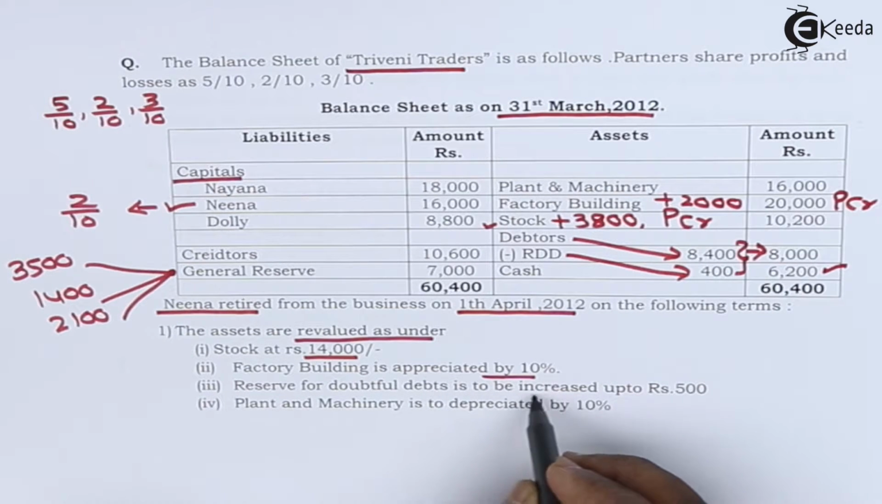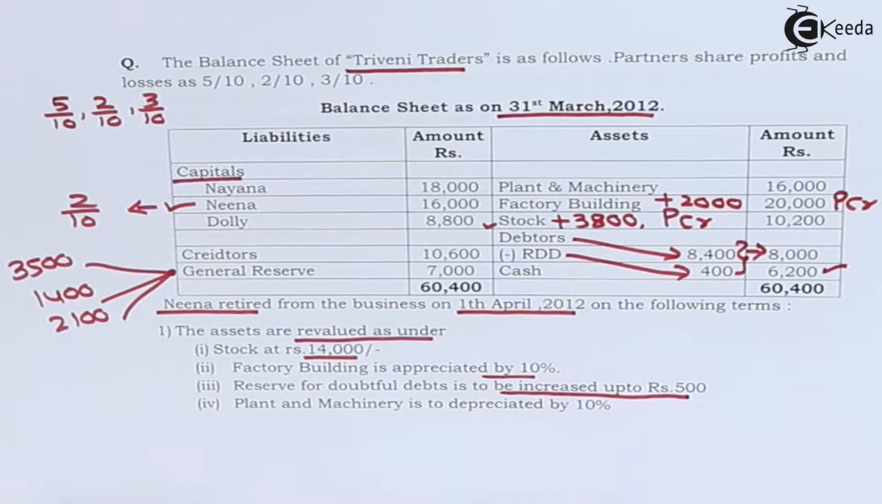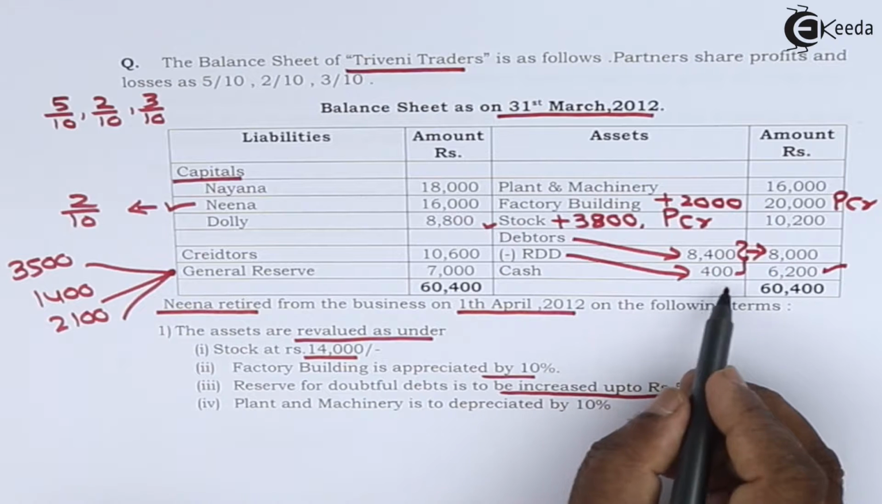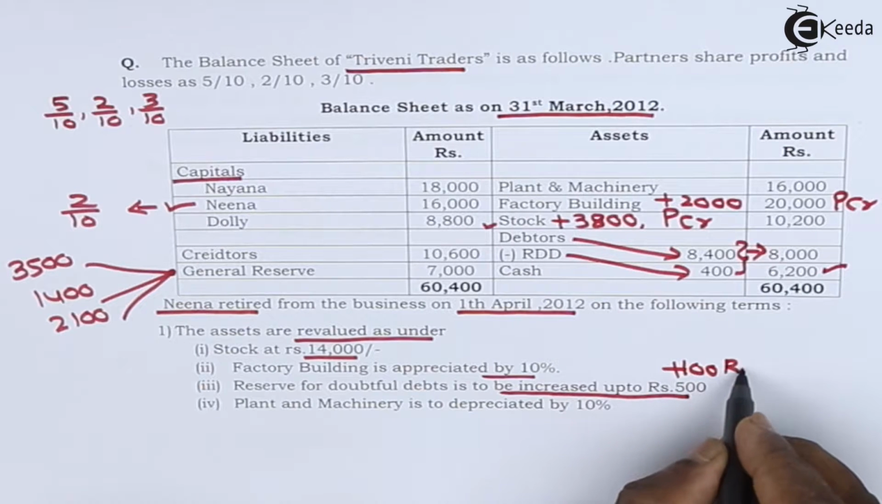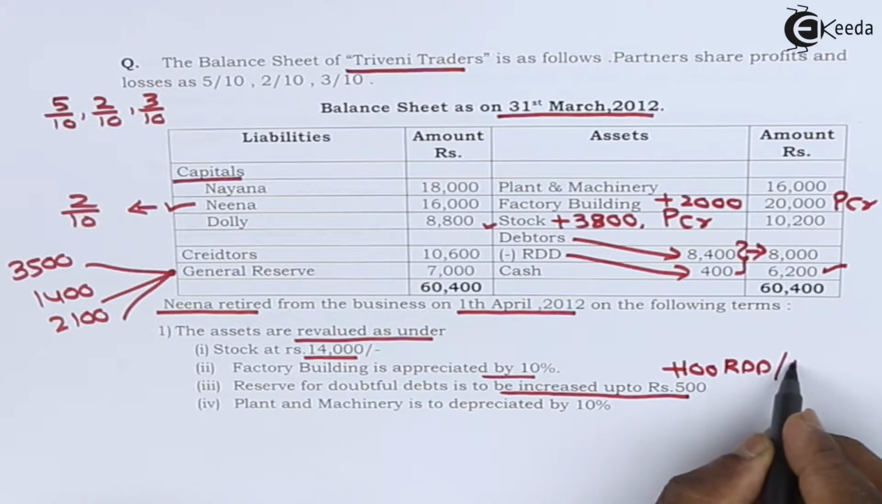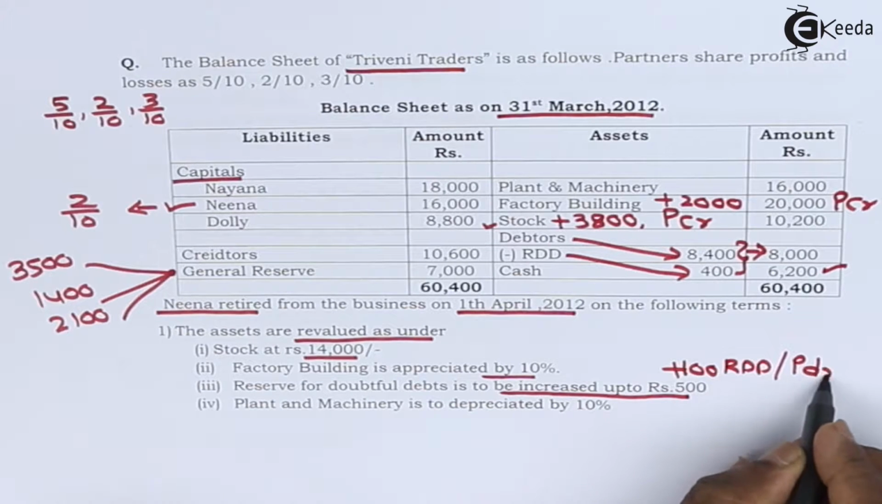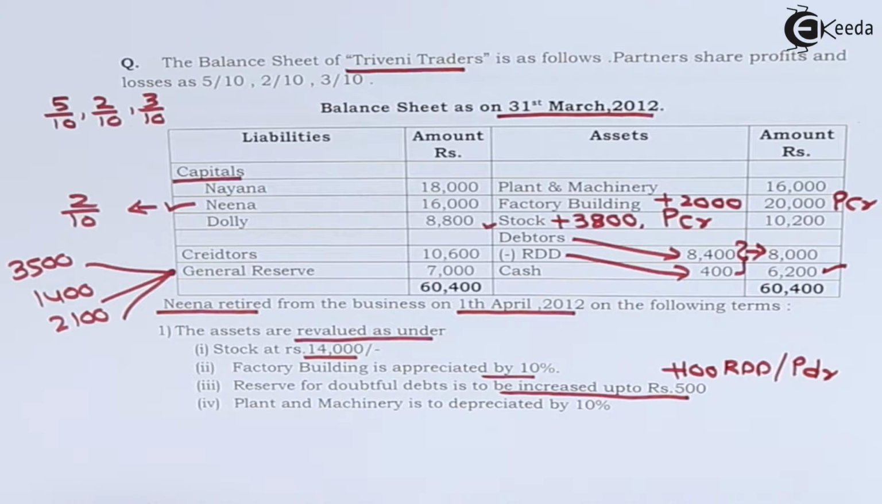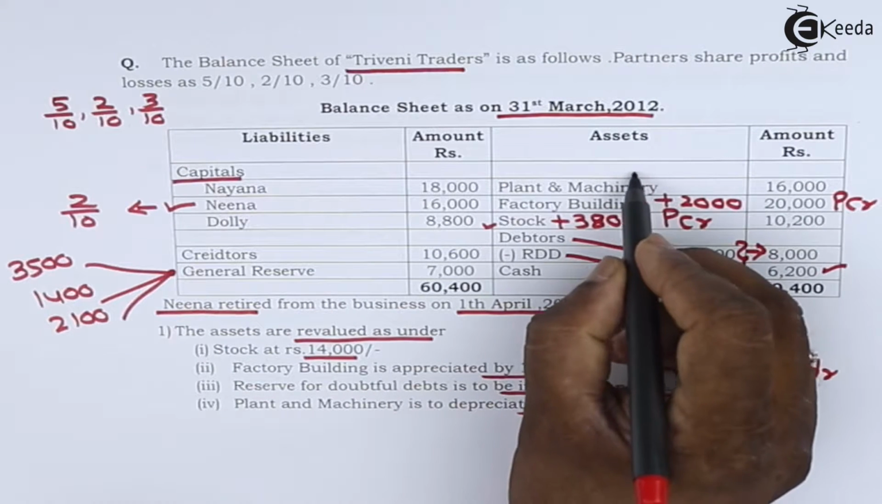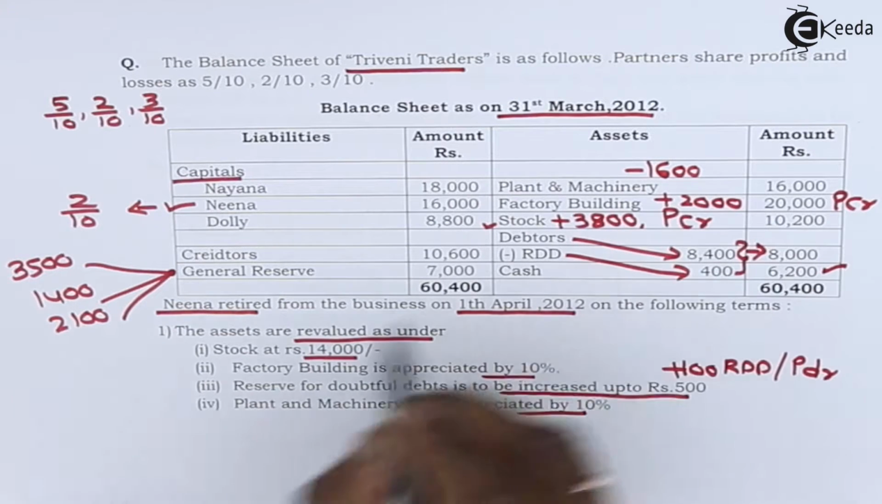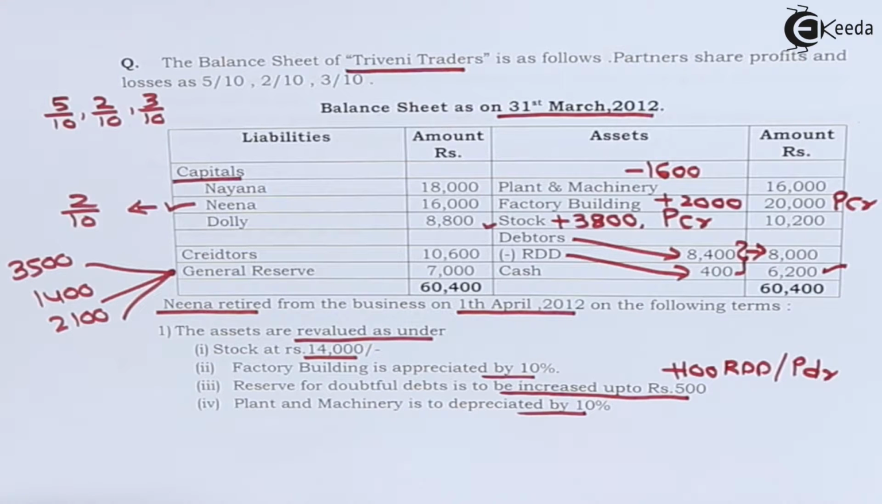Reserve for doubtful debt is to be increased up to rupees 500. Already it is there 400. So we are required to add 100 rupees to RDD. Second effect will be profit and loss adjustment account debit. Plant and machinery depreciated by 10%. Plant and machinery is 16,000. We are required to reduce it by 1,600, that is 10%. Second effect, revaluation account or profit and loss adjustment account debit.